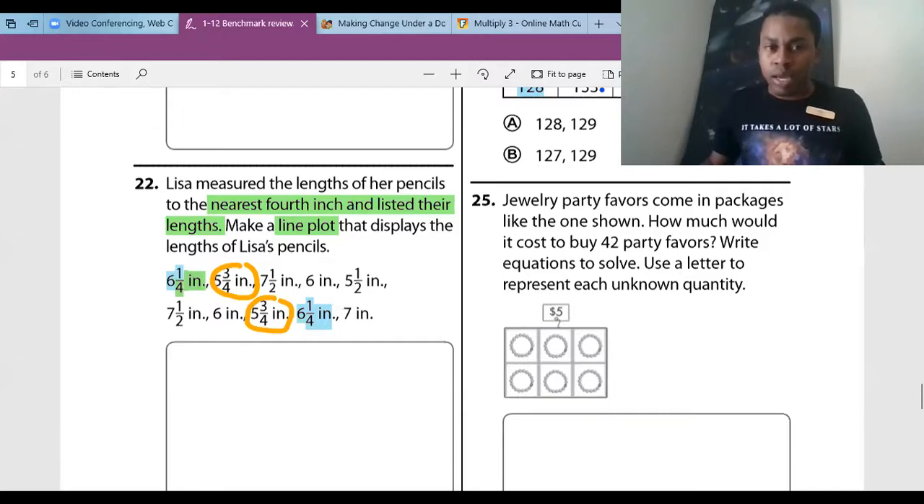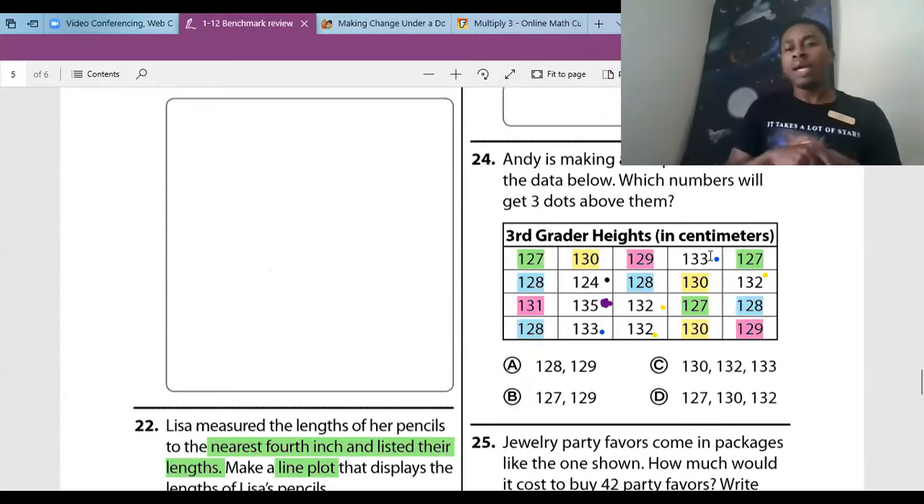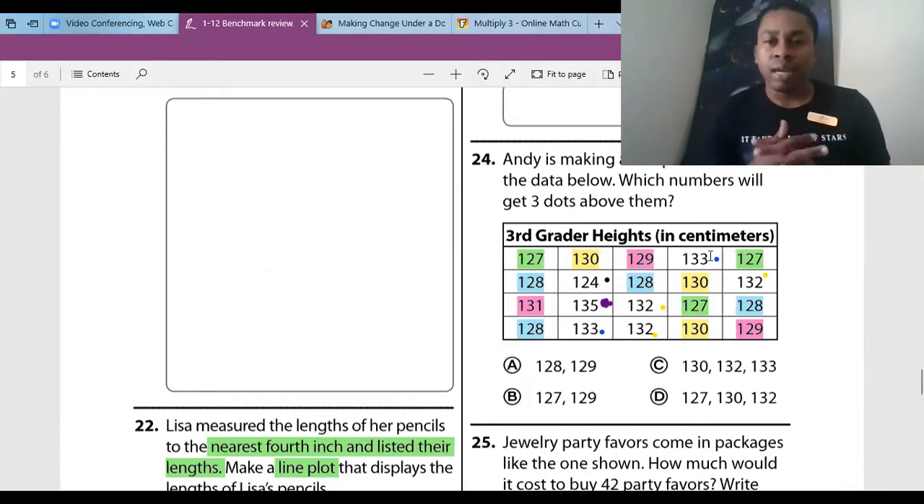Let's see, I'm going to move out of the way. Let's go to next even number, 24. It says, Andy is making a line plot to show the data below. Which numbers will get 3 dots above them?